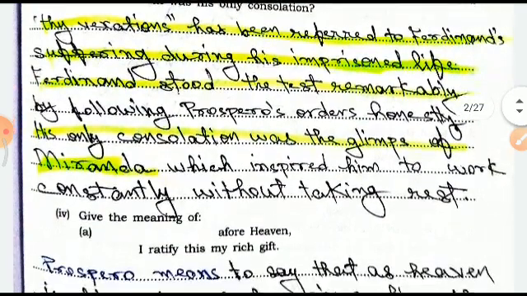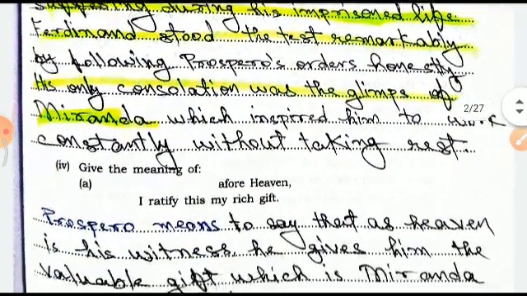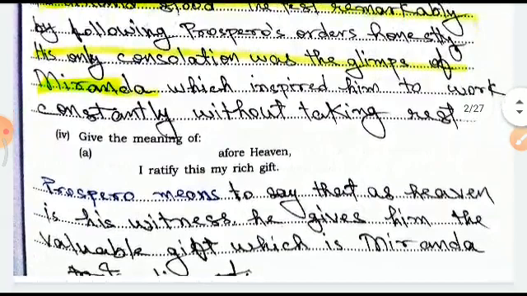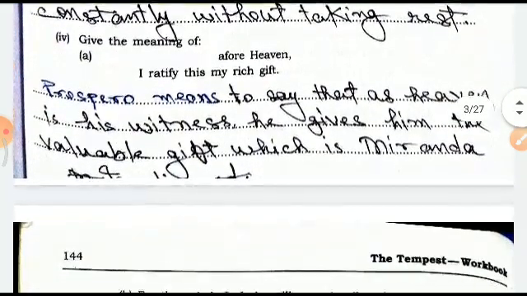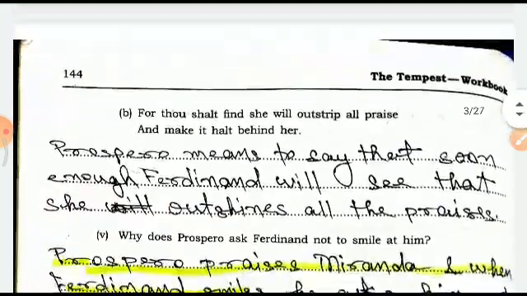Next is, give the meaning of "Afore heaven, I ratify this my rich gift." So this is how. The two things are there, two lines are there, right? And you will have to explain it. This is how you will be answering.